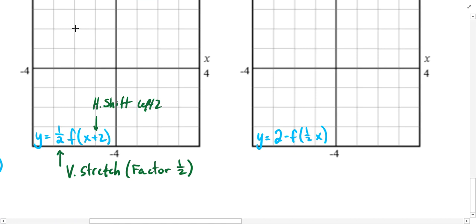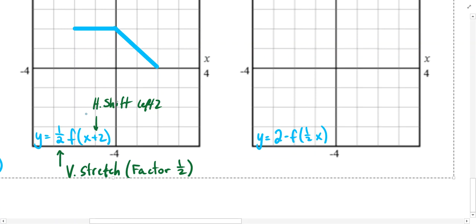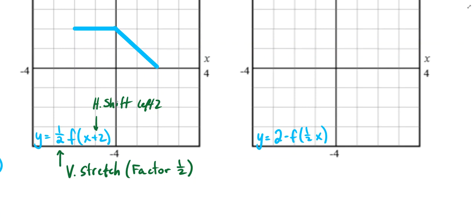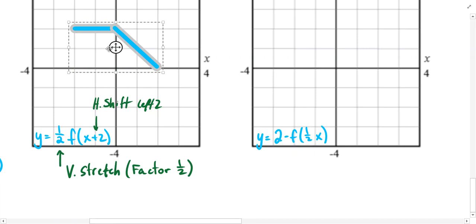So if I'm thinking of the parent function, I'm going to use this blue ink just to make my point. I should really follow the order of operations when applying these transformations. So the first thing that I'll do is the interior movement first. Any changes that are being done on the interior of the grouping symbol must be accounted for first. And I'm going to shift this graph 2 units to the left. So if I shifted this 2 units to the left, it's going to show up here.